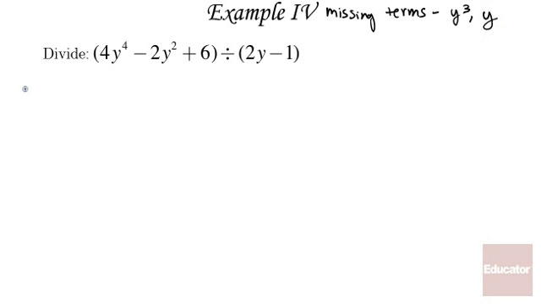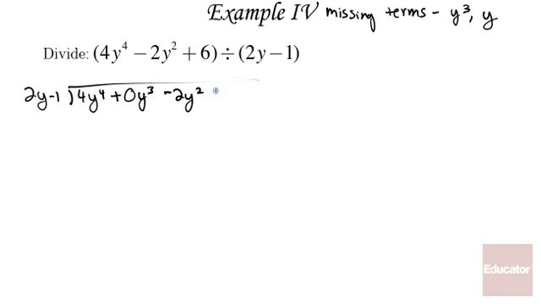Therefore, I'm going to rewrite this as dividend divisor. Dividend is 4y to the fourth. Missing term of y cubed, so I'm going to have a coefficient of 0 there.